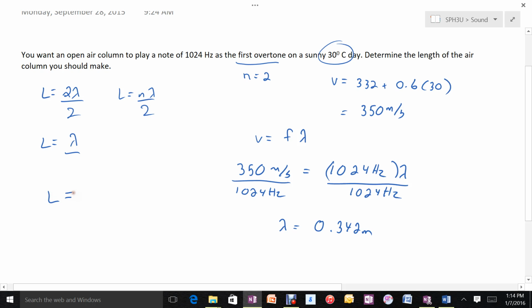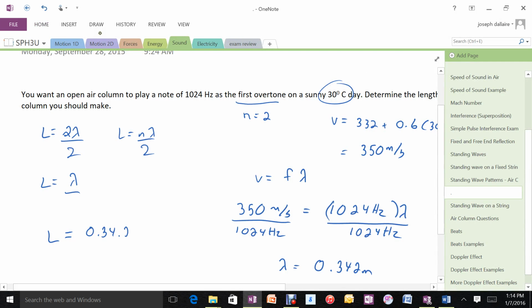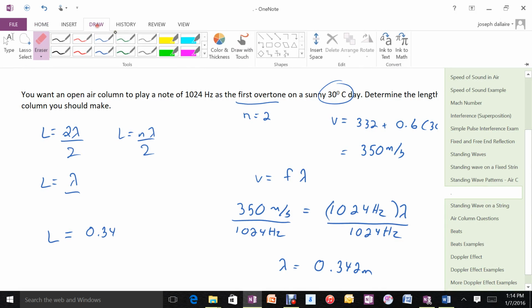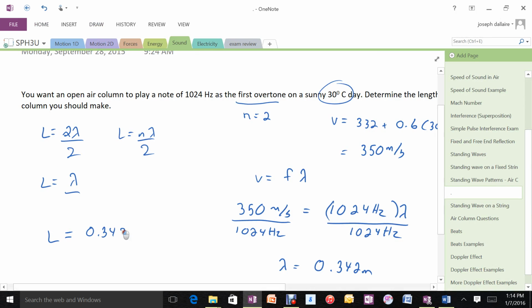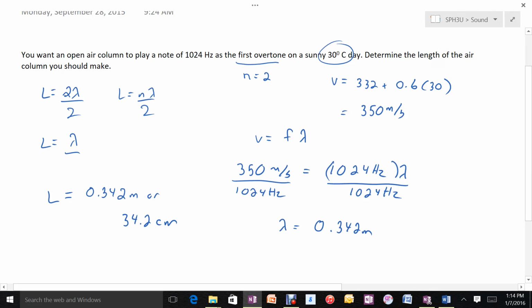And so if I want that, I should make my open air column 34 centimeters. Try that again. 0.342 meters, or 34.2 centimeters. So that's how you would decide how big to make the air column to match the frequency that you want to produce.